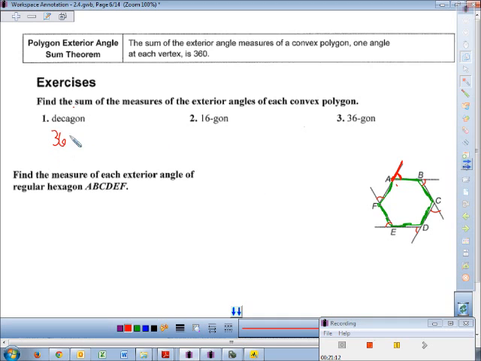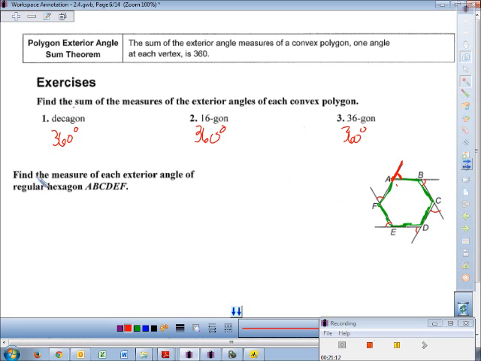So convex decagon, what will all the exterior angles add up to be? 360. Convex 16-gon, what will all the exterior angles add up to be? 360. Convex 36-gon, what will all the exterior angles add up to be? 360. Just that easy. It's just a fact, Jack. All of the exterior angles in any convex polygon will always add up to be 360 degrees.